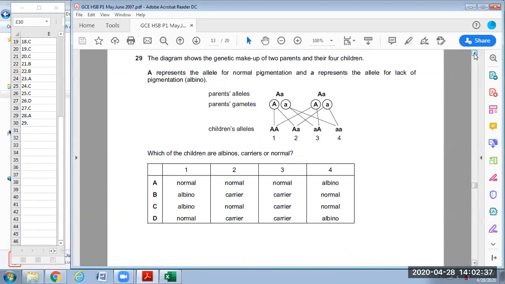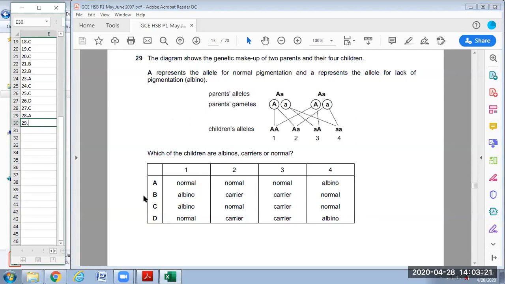The diagram shows the genetic makeup of two parents and their 4 children. A represents the allele for normal pigmentation, and a represents the allele for lack of pigmentation. All right, so we have an albino. Which of the children are albinos, carriers, or normal? B. B as in boy.